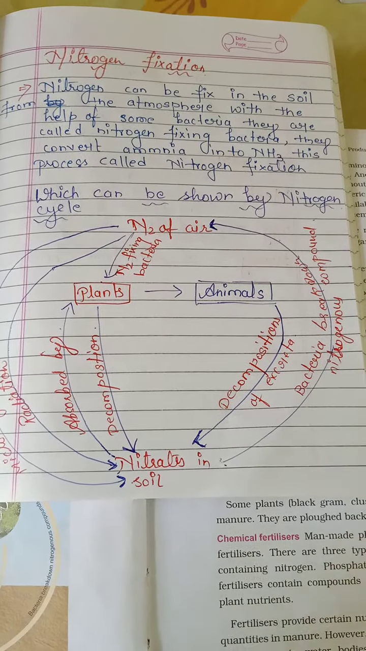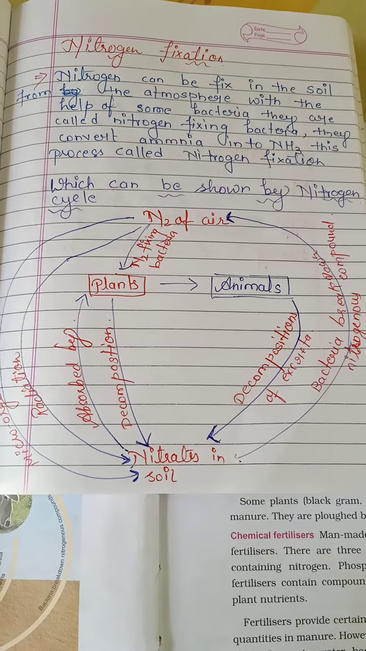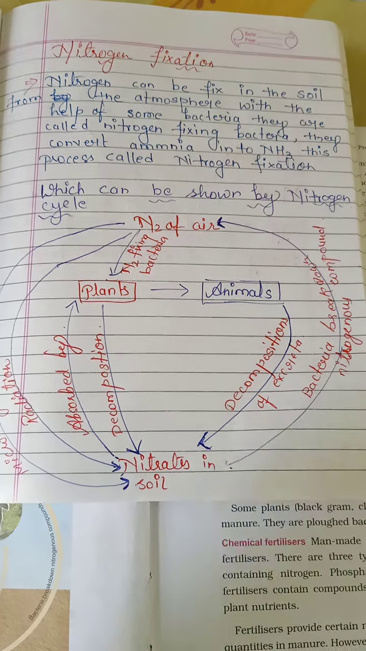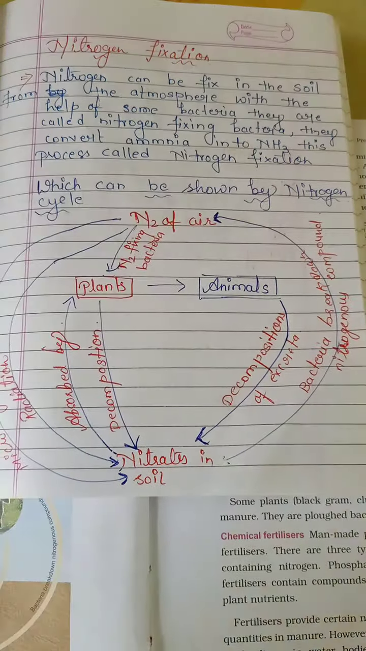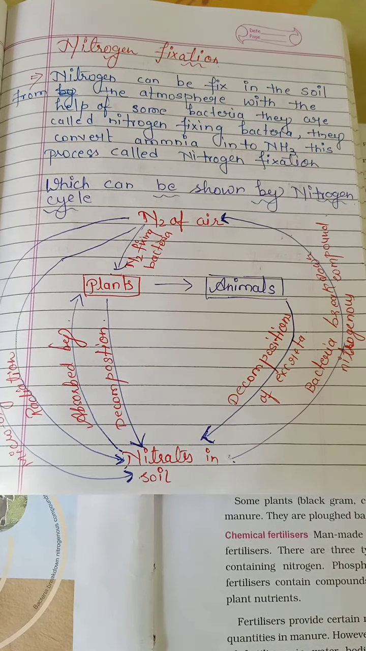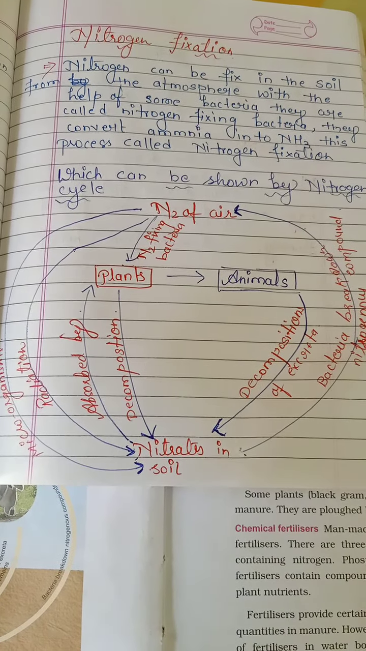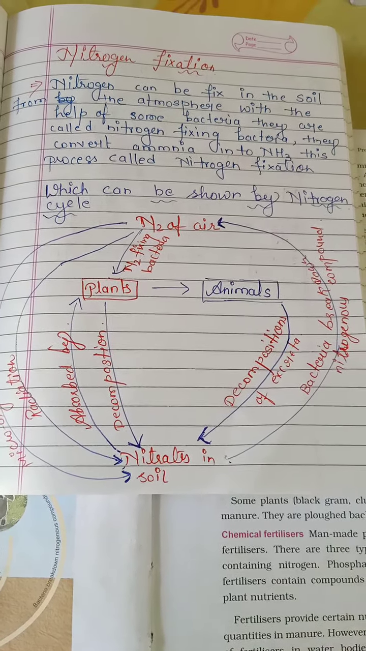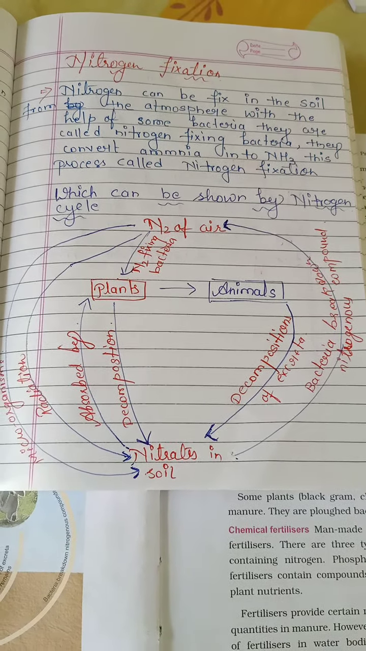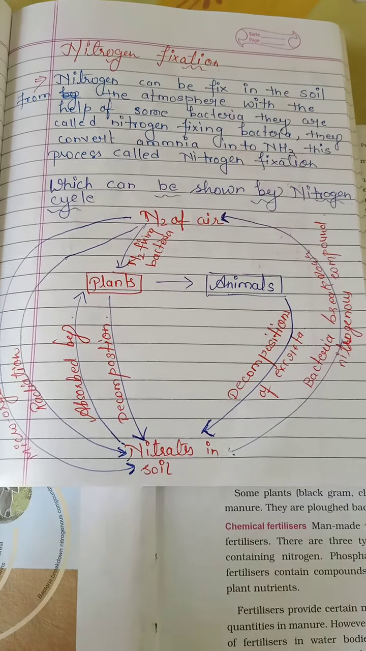Simply, fixing of nitrogen from the atmosphere into the soil with the help of nitrogen fixing bacteria is called nitrogen fixation. Nitrogen can be fixed in the soil with the help of nitrogen fixing bacteria like rhizobium, nostoc, anabaena. These are examples of nitrogen fixing bacteria. They fix the nitrogen from the atmosphere into the soil in the form of ammonia, NH3.